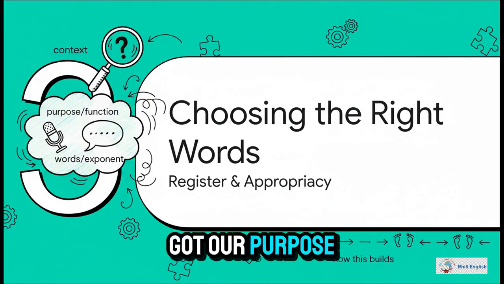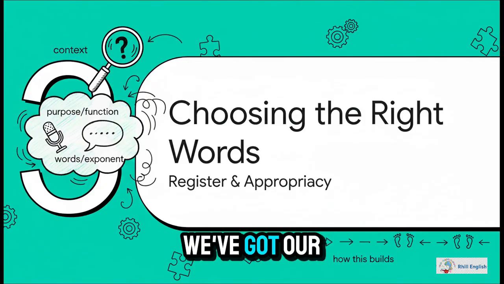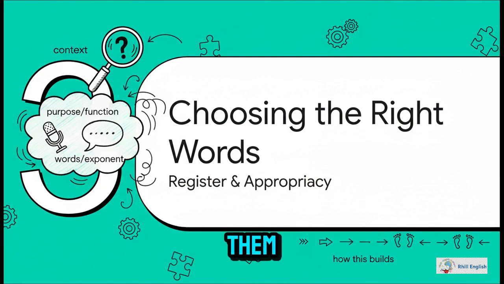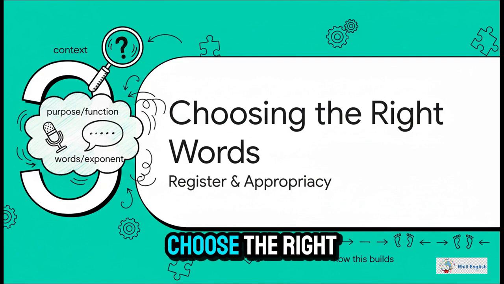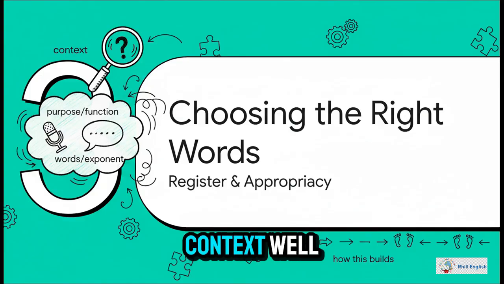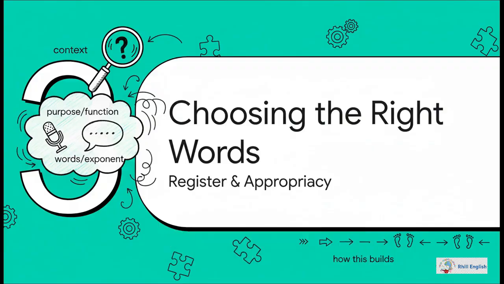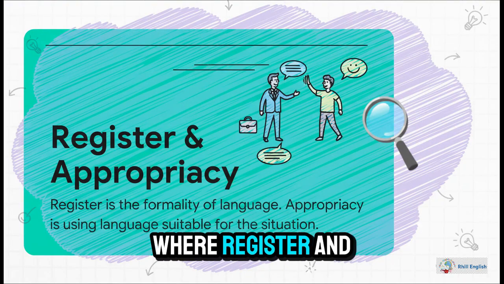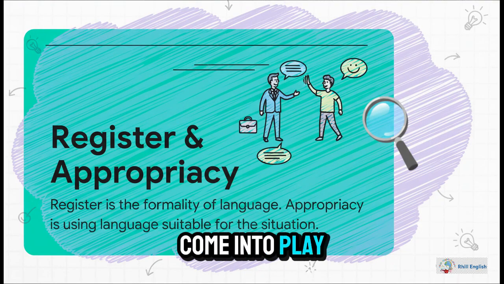Okay, so we've got our purpose, the function, and we've got our words, the exponent. And we know that context is the bridge between them. But how do we help our students choose the right exponent for the right context? Well, that brings us to two more really important ideas. And that is where register and appropriacy come into play.